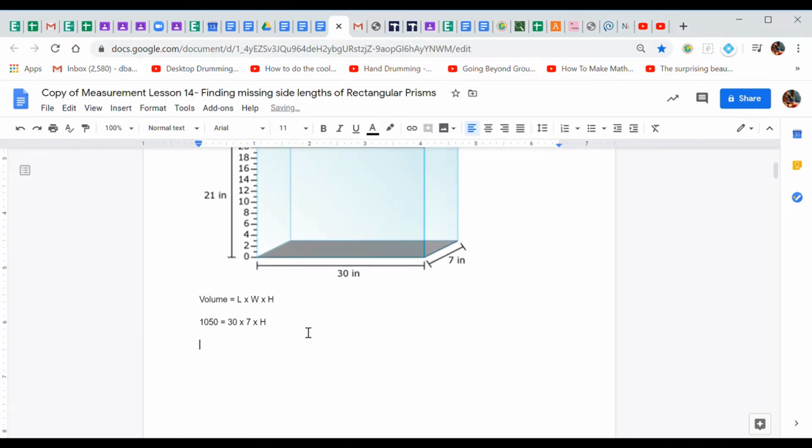Sorry, that was just a quick side note. So I'm going to rewrite the problem. 1,050 equals, so what's 30 times 7? 3 times 7 is 21, but it's 10 times bigger because 30 is 10 times bigger. 210 times h. I can't multiply 210 times h because I don't know what h is.